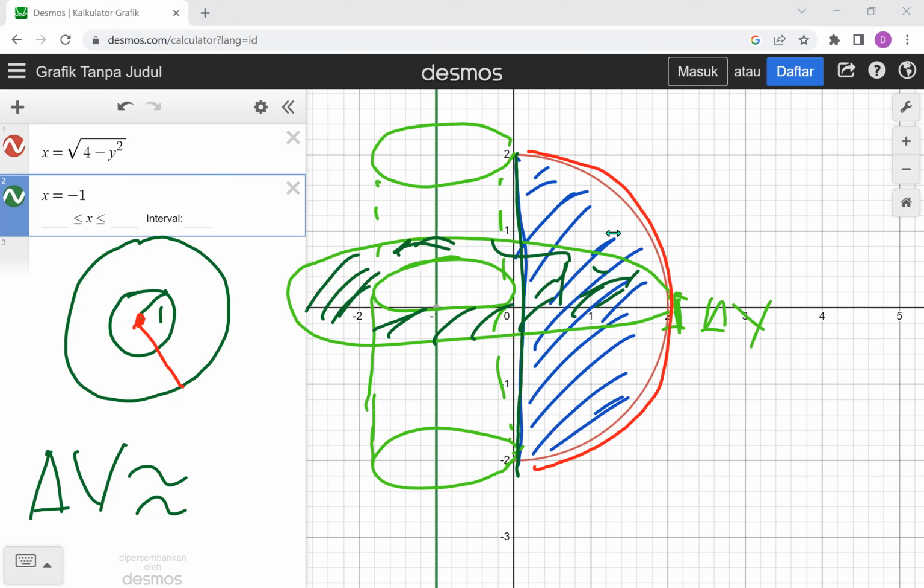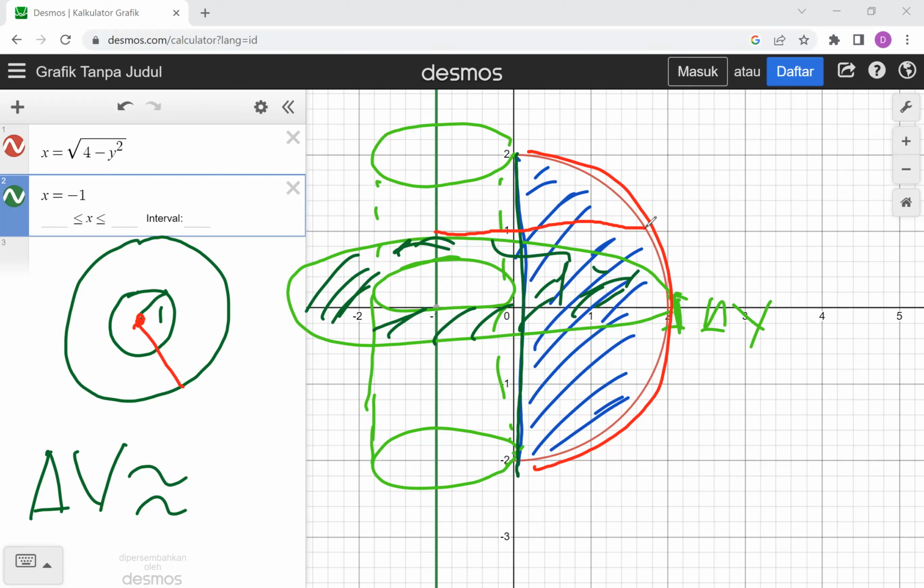The distance from the top to the bottom, would it be 4? The distance would be 1 plus 2, 3. Would it be 3? 1 plus 2, like the radius of the smaller half circle, of course. But in general, you may also take the distance here, which would be 1 plus the square root of 4 minus y squared.